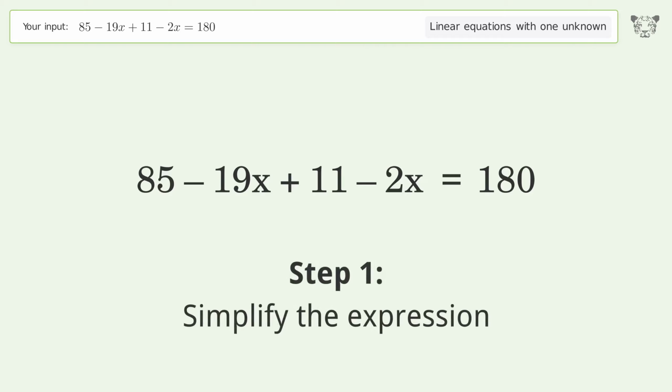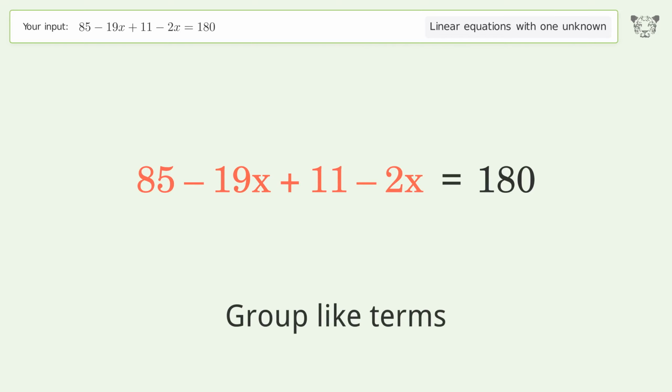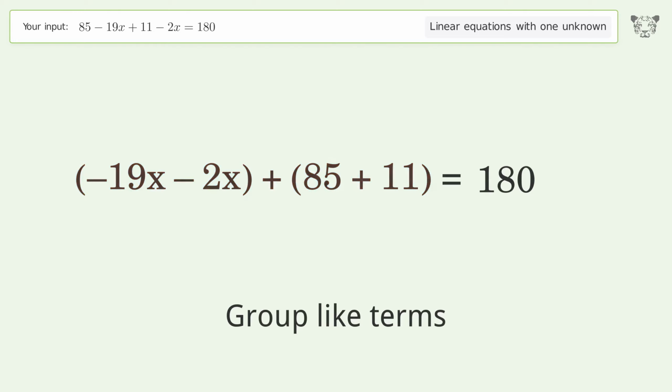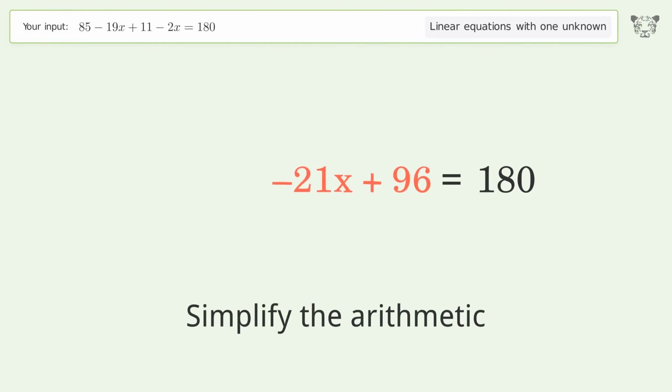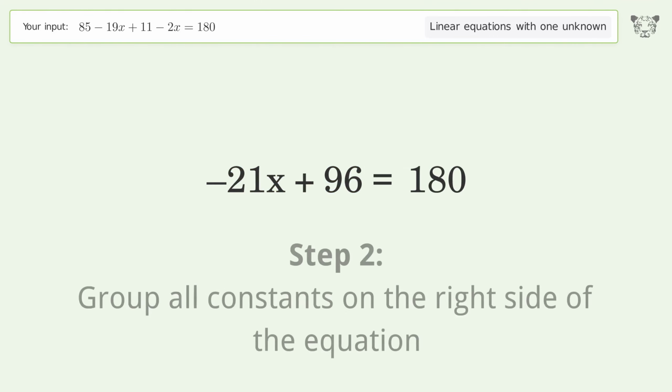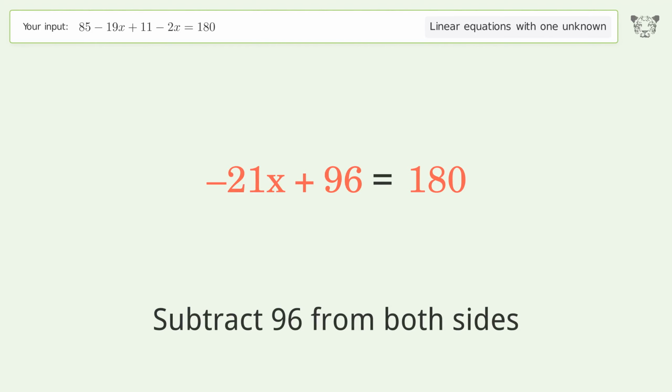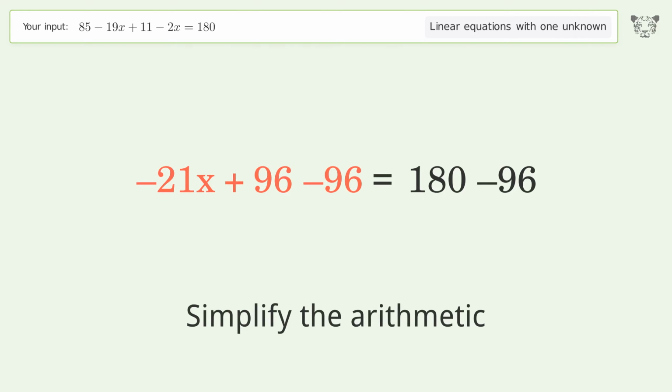Simplify the expression. Group like terms. Simplify the arithmetic. Group all constants on the right side of the equation. Subtract 96 from both sides. Simplify the arithmetic.